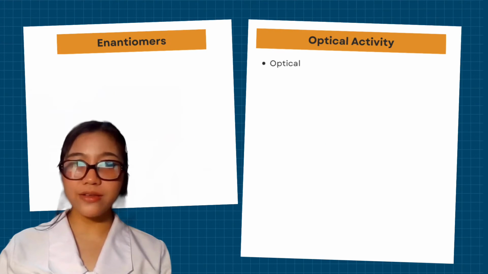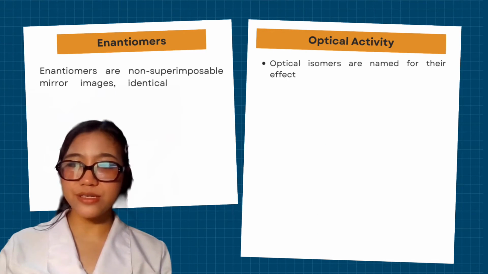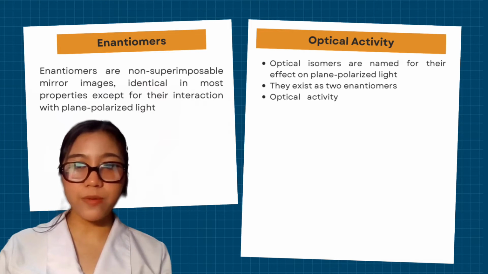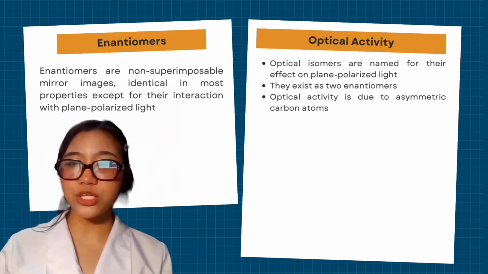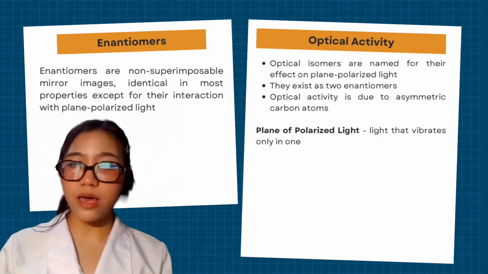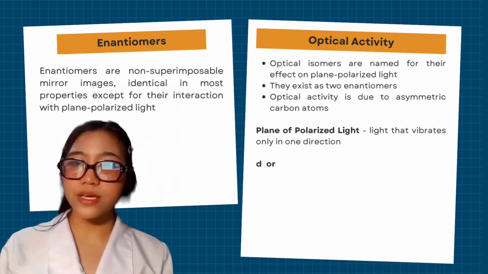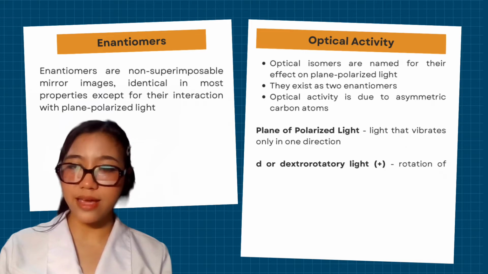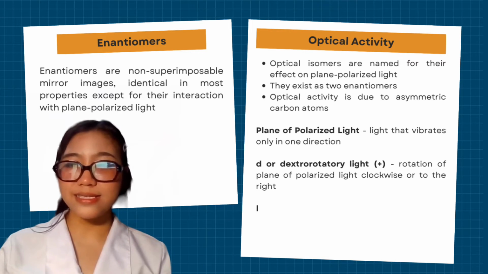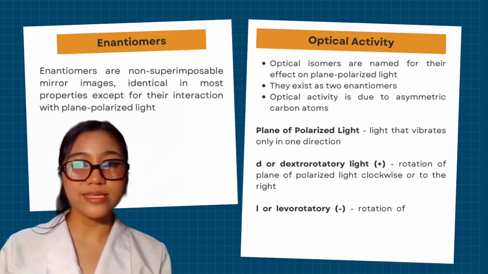Let's elaborate on enantiomers. Enantiomers are non-superimposable mirror images that are identical in most properties, except for their interaction with plane polarized light. This interaction is why optical isomers are named as such, because of their effect on plane polarized light. Simple substances displaying optical isomerism exist as two isomers known as enantiomers.